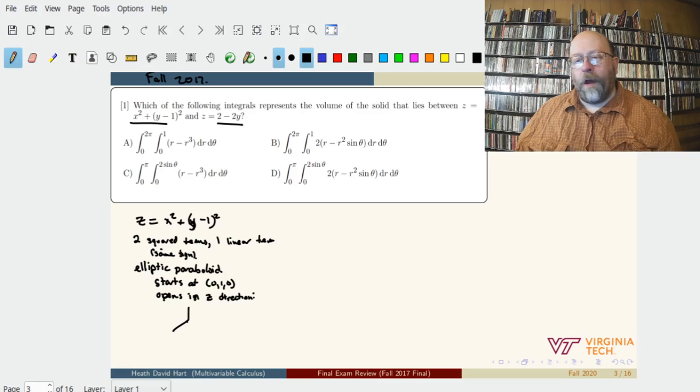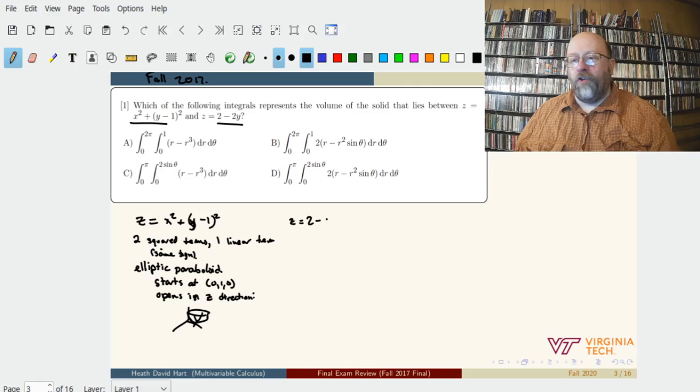So a quick and dirty sketch is it starts at the point y equals 1 and opens up like so. Okay. I'll do a more careful sketch for this in a moment, but I want to just sketch this part, and then let's look at this part.